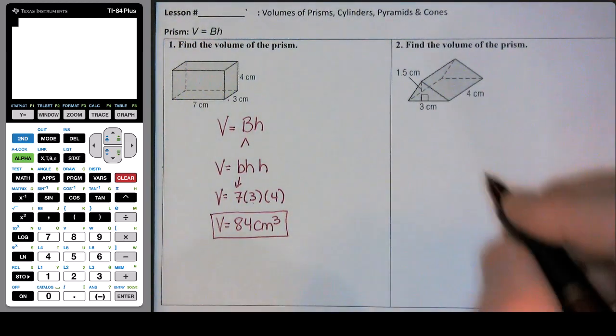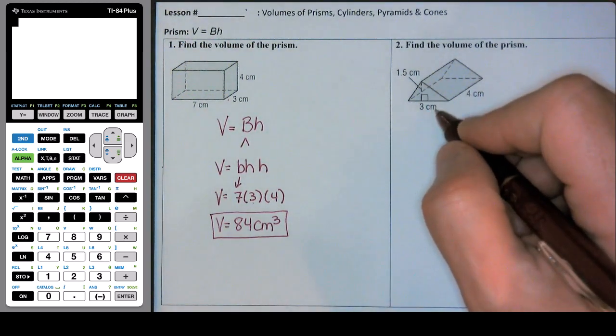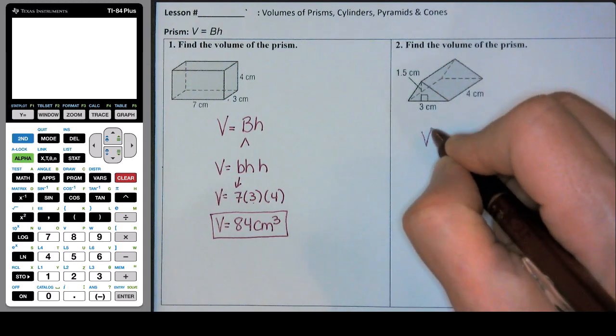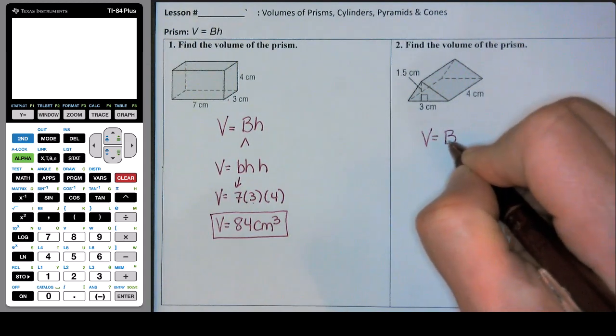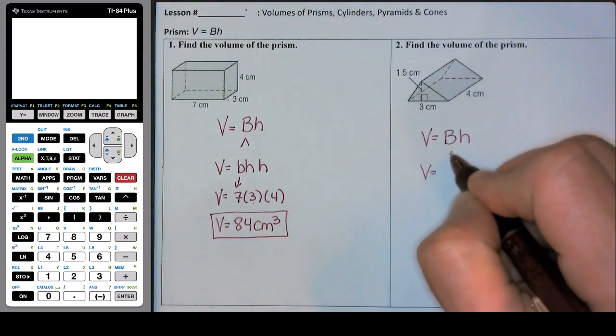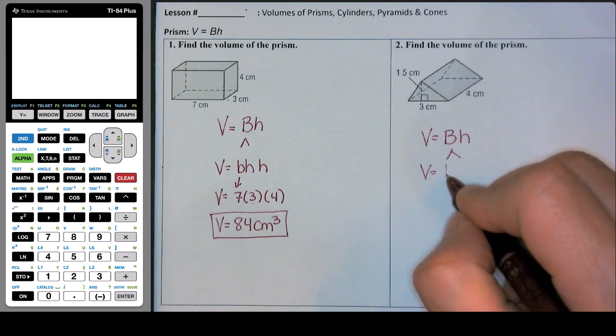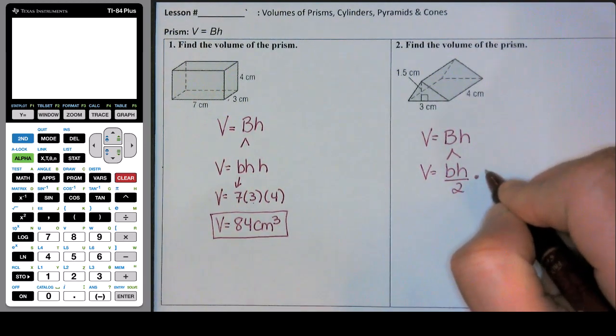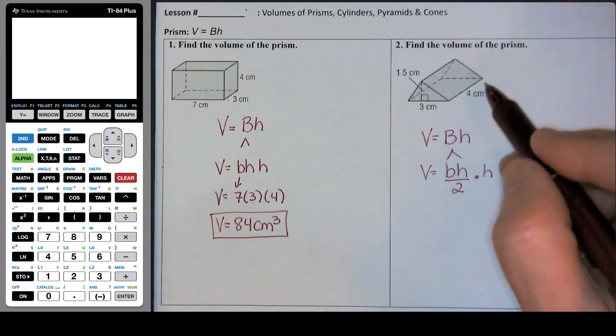So here's a second example. We have a triangular prism laying on its side. So the volume will be the area of the base times the height of the prism. Now the formula for the area of a triangle is the base times height of the triangle divided by 2, times the height of the prism.